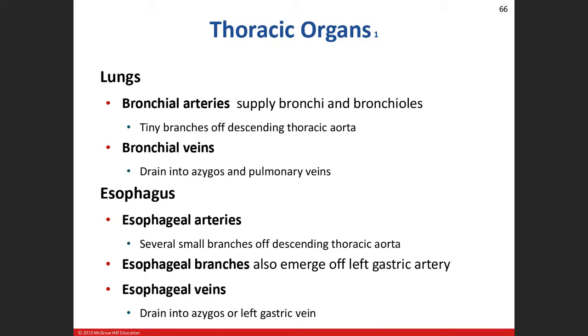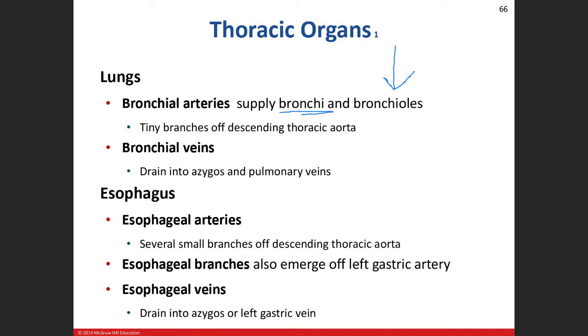Okay, lungs. For the arterial supply, we refer to them as the bronchial arteries. Remember, the trachea divides into the left and right primary bronchi. The bronchial arteries are going to supply your primary bronchi, your secondary bronchi, your tertiary bronchi, and then they keep branching until they get down to the tiny little bronchioles. Where do these come from? They come off of the descending thoracic aorta.